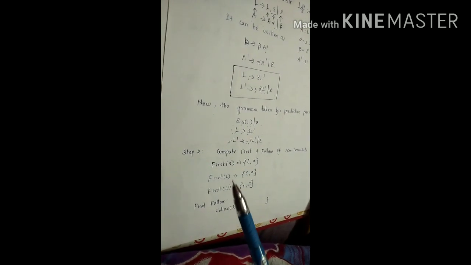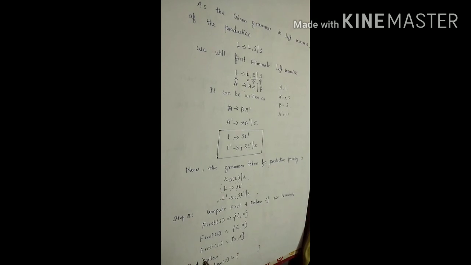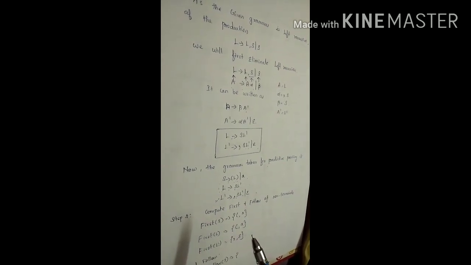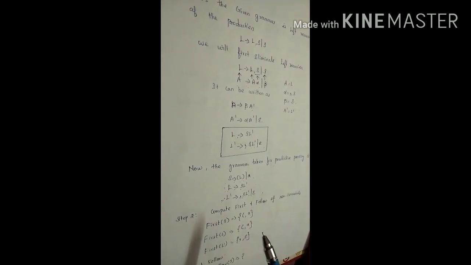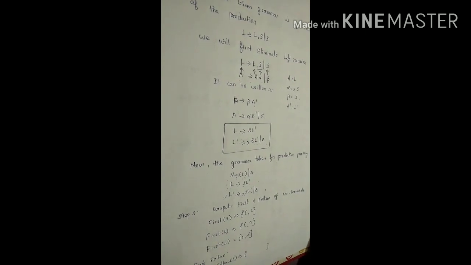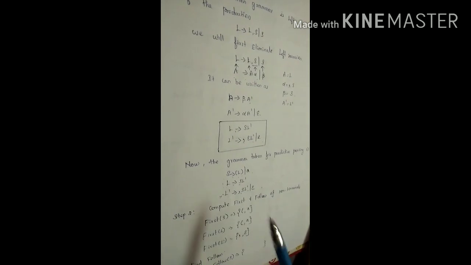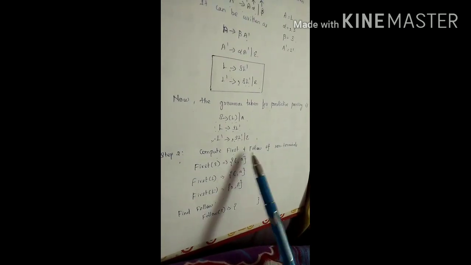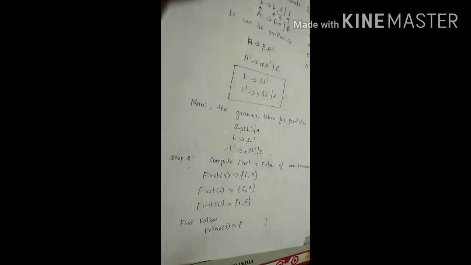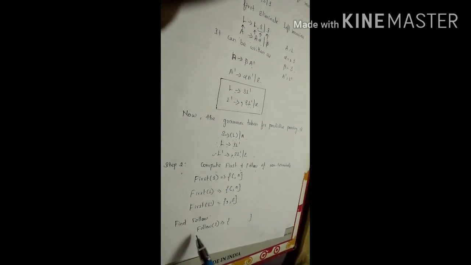Step 1 is that we need to find whether the grammar is left recursive grammar or left factor grammar. If it is left recursive or left factor grammar, it has to be eliminated. In the given example, the production is left recursive and it is eliminated by using the rule. Next, step 2: we need to find first and follow of the non-terminals. We'll find the first and then we'll find follow.